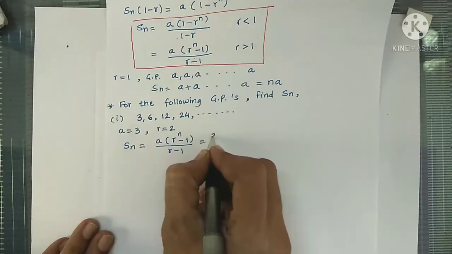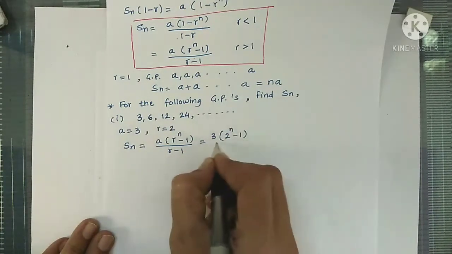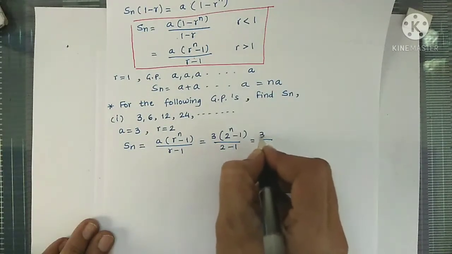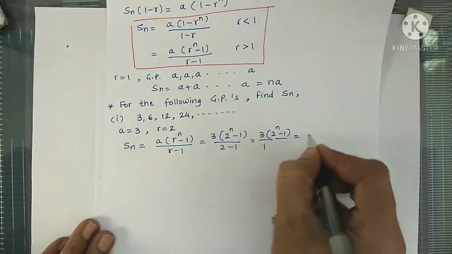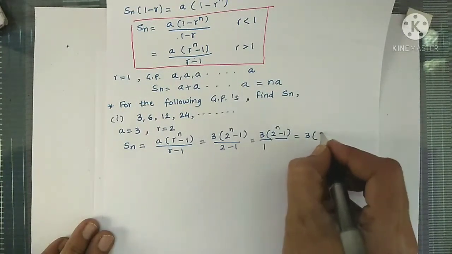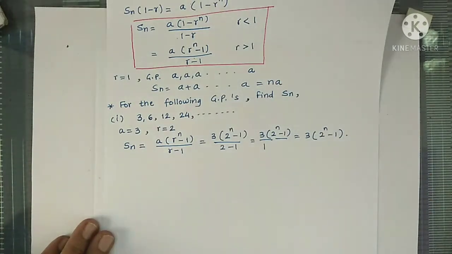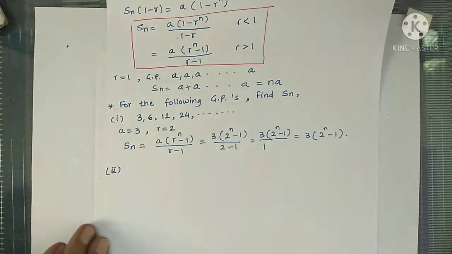So A is 3, R is 2. So 2 raised to n minus 1 upon 2 minus 1. Now 2 minus 1 is 1. So 3 into 2 raised to n minus 1. In the denominator it is 1, so we can write only the numerator: 3 into 2 raised to n minus 1. Let's take one more example.